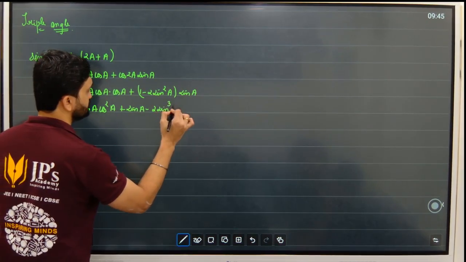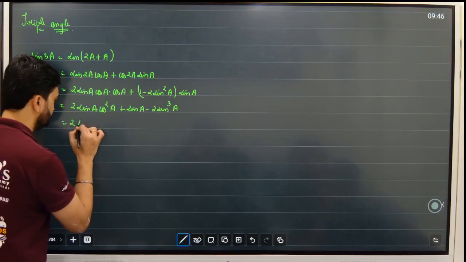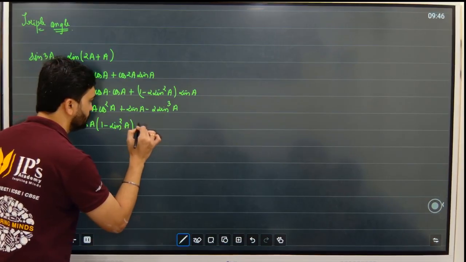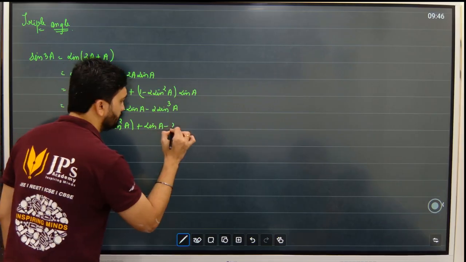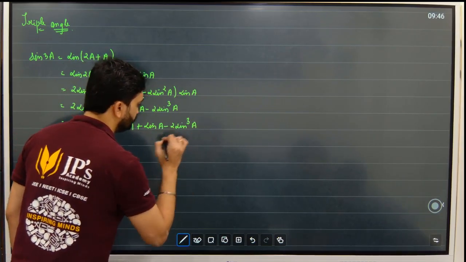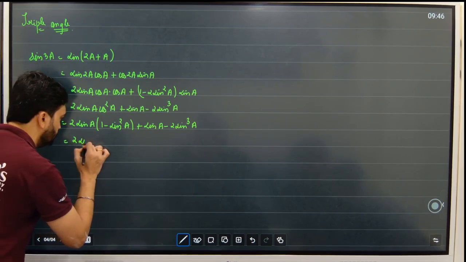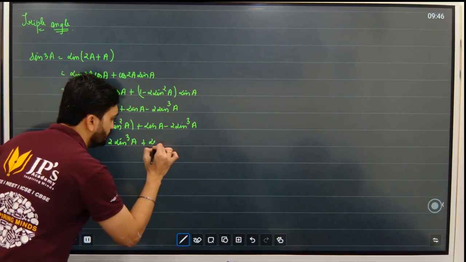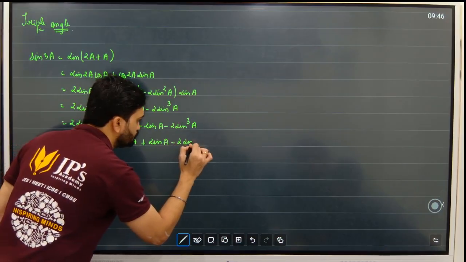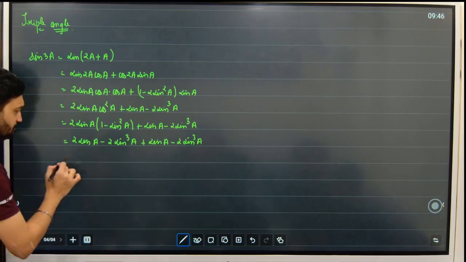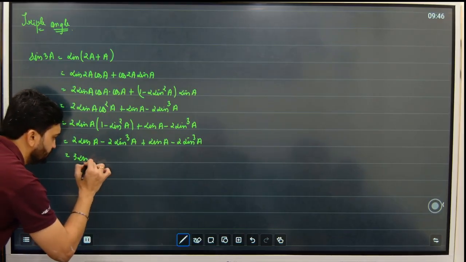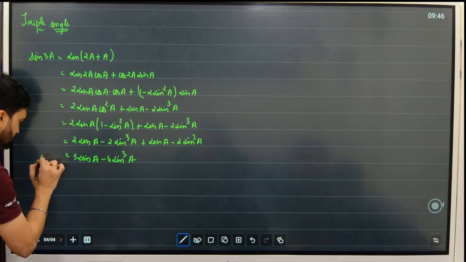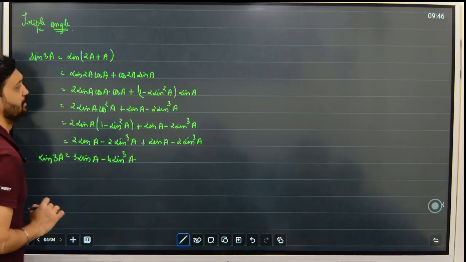minus 2 sin cube a, which is equal to 2 sin a (1 minus sin square a) plus sin a minus 2 sin cube a, is equal to 2 sin a minus 2 sin cube a plus sin a minus 2 sin cube a. And guys, if I add this, this becomes 3 sin a minus 4 sin cube a. This is your sin 3a का formula. And this is how we derive it.